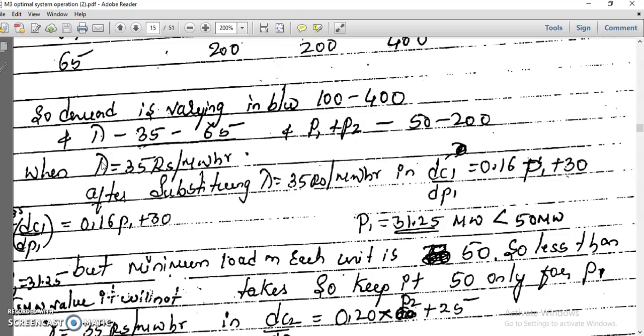First lambda, look here, is 35. Now dC1 by dP1, the first equation, is 0.16 P1 plus 30. This is nothing but lambda, so substitute 35 here. Now you have to find P1. I got P1 as 31.25. It means what? It is less than 50. What do we come to know from that? Because the plant's minimum limit itself is 50, and this is less than 50, you have to take 50 only.